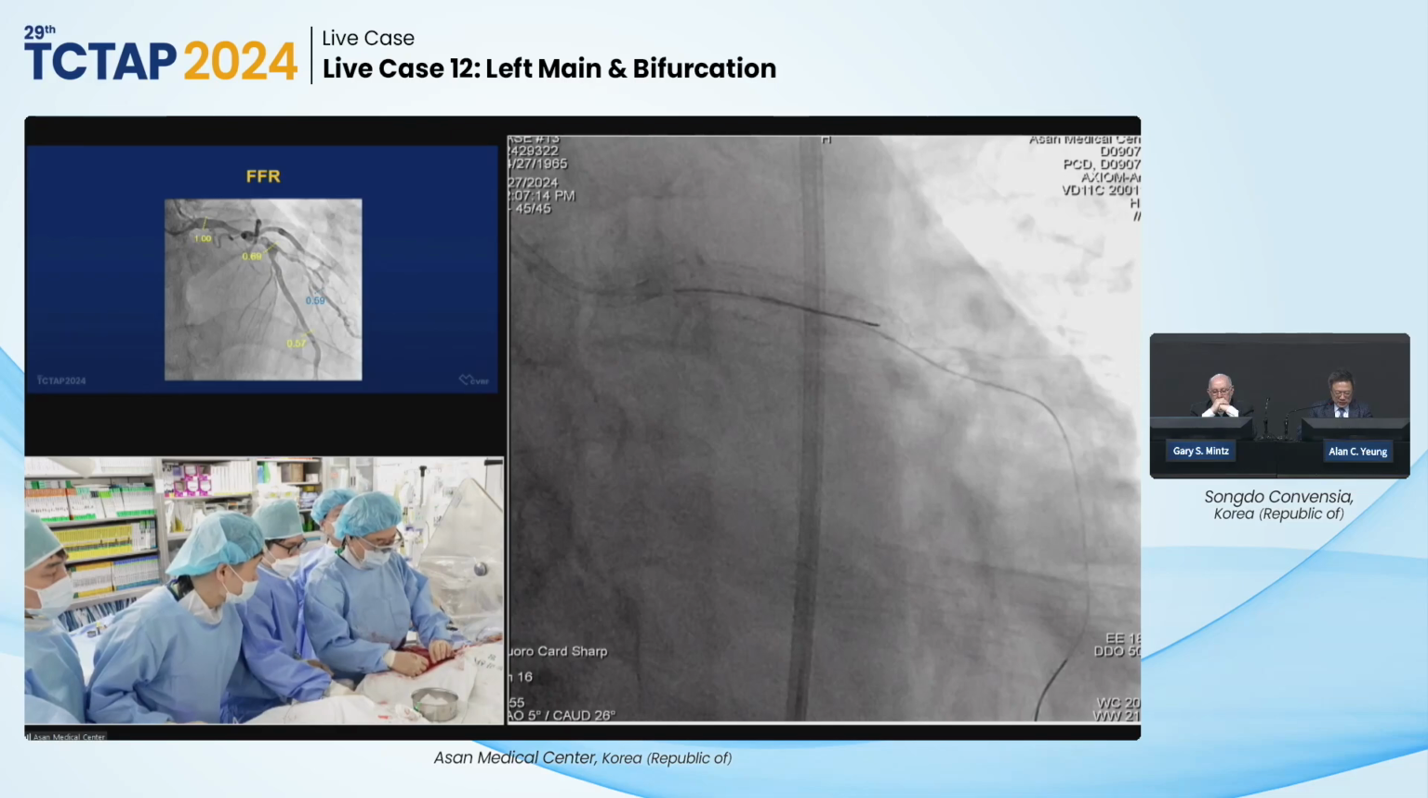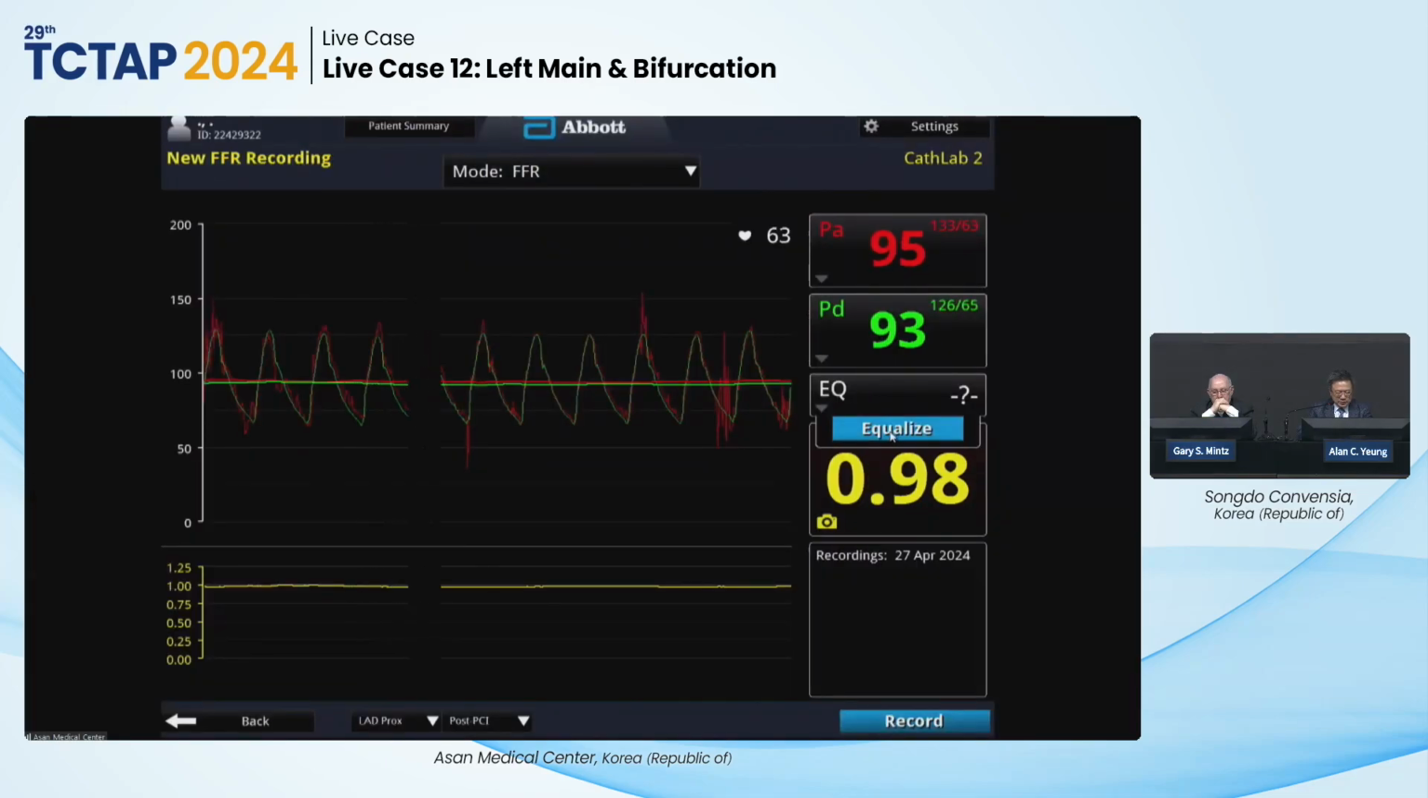So the current wire FFR is still never the best. So, equalizing.